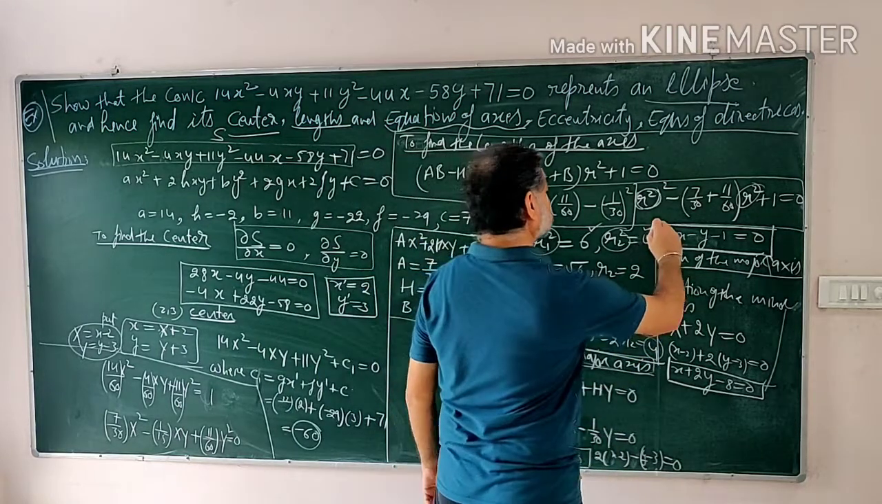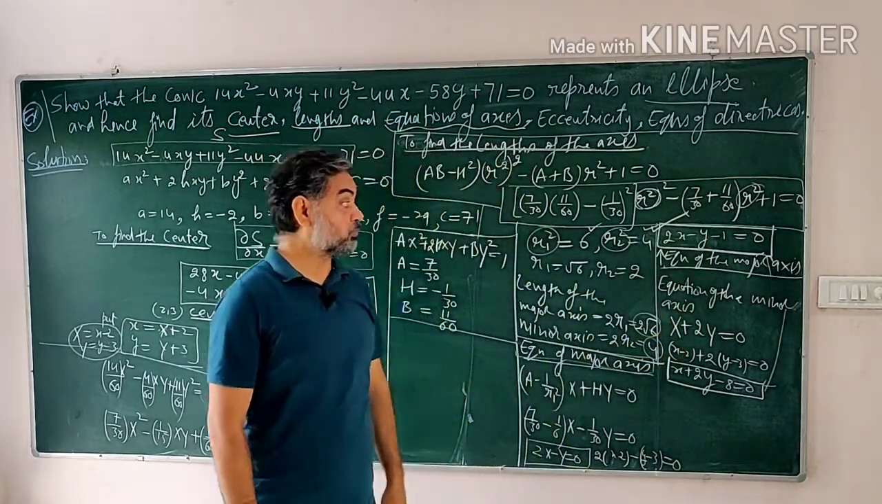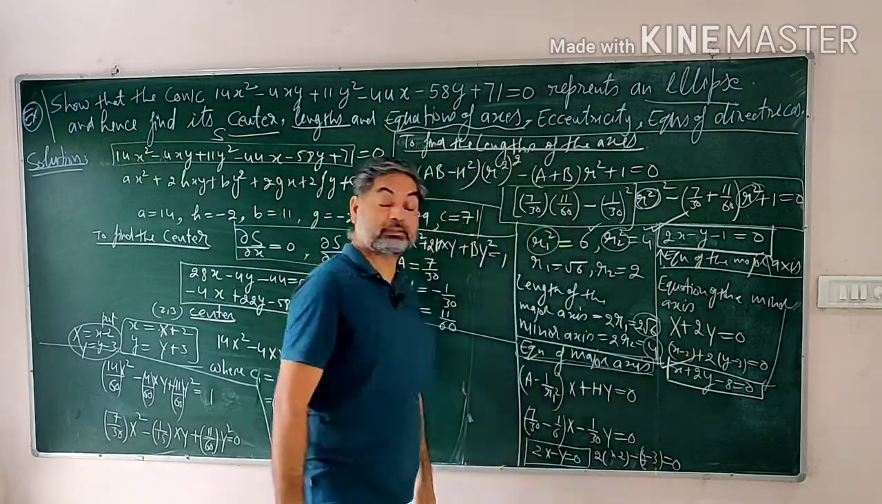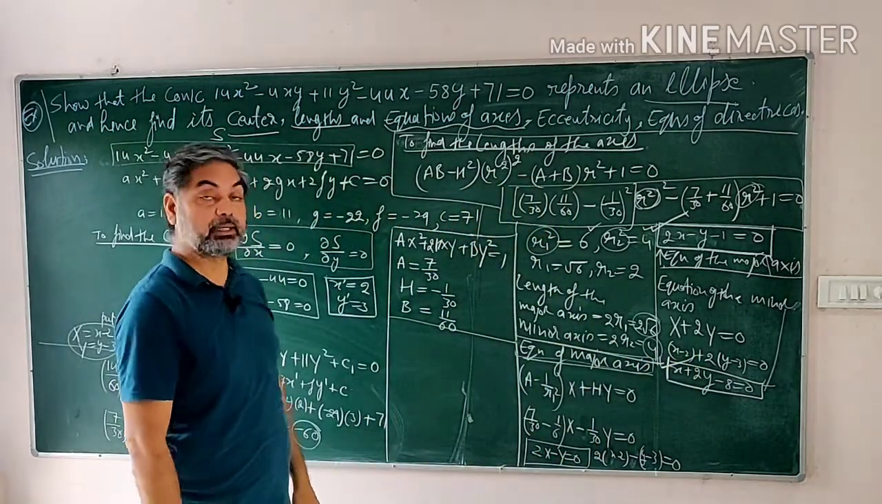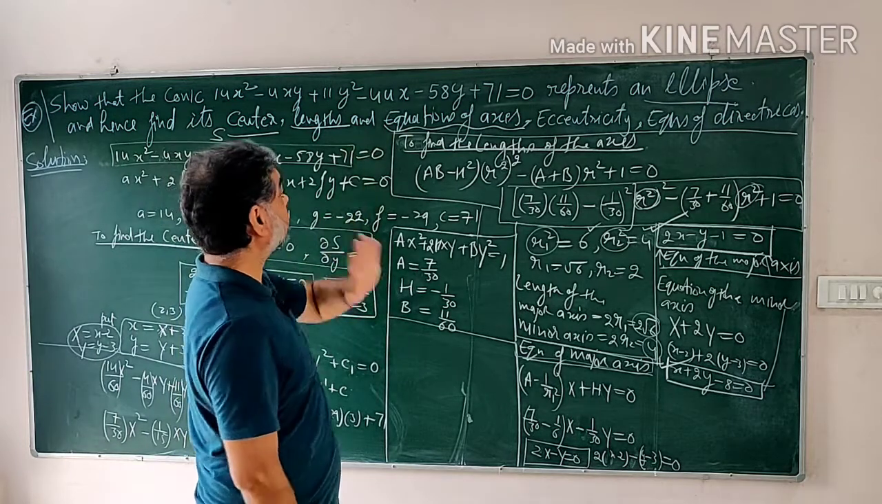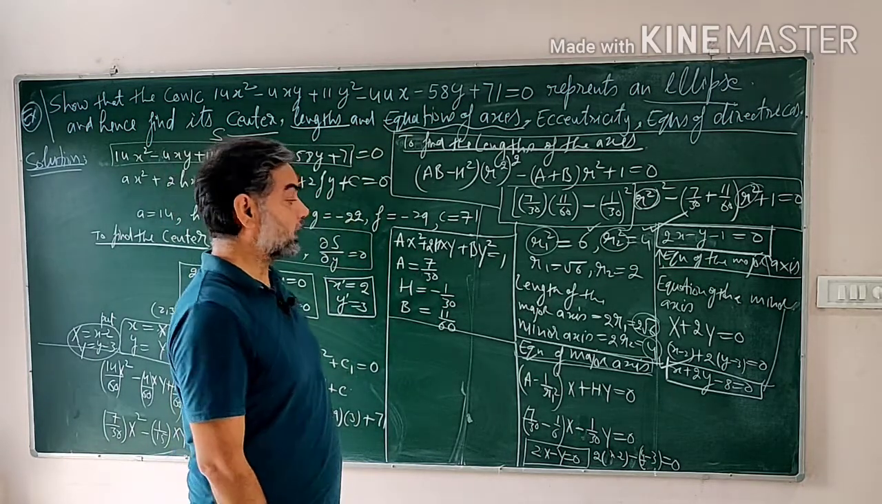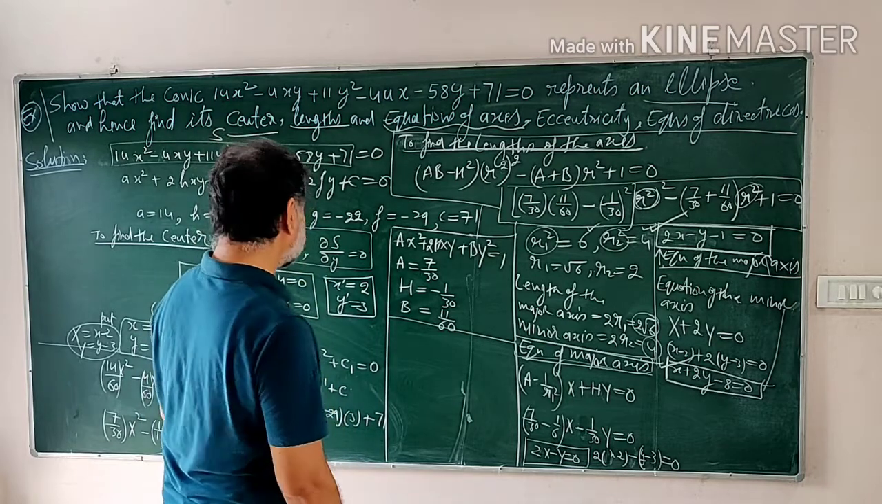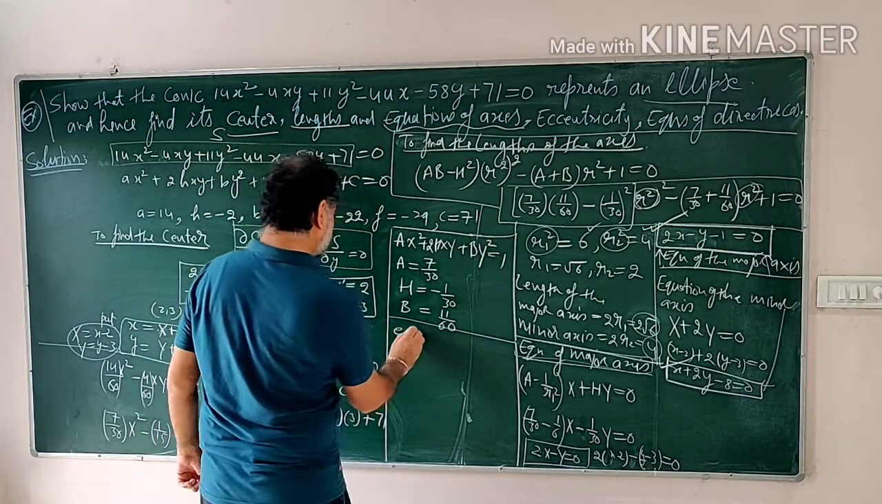The equation of the major axis is 2x minus y minus 1 equal to 0. And the equation of the minor axis is x plus 2y minus 8 equal to 0. So we have done this much so far. And how do we find the eccentricity? To find the eccentricity, we do it like this.